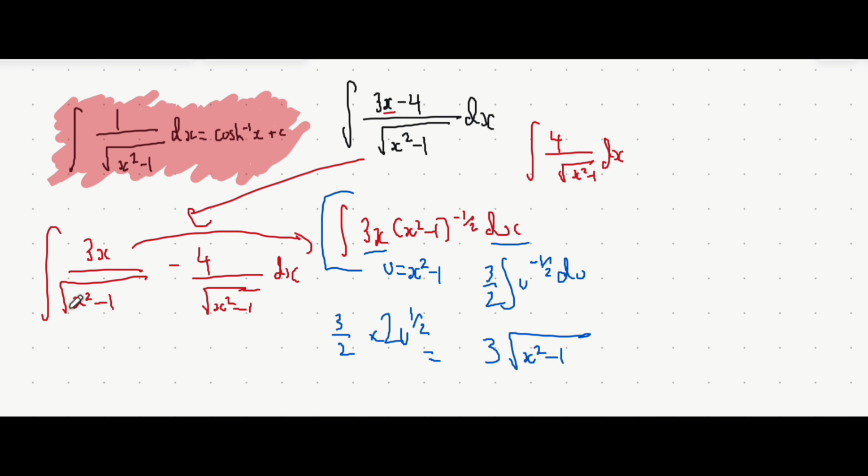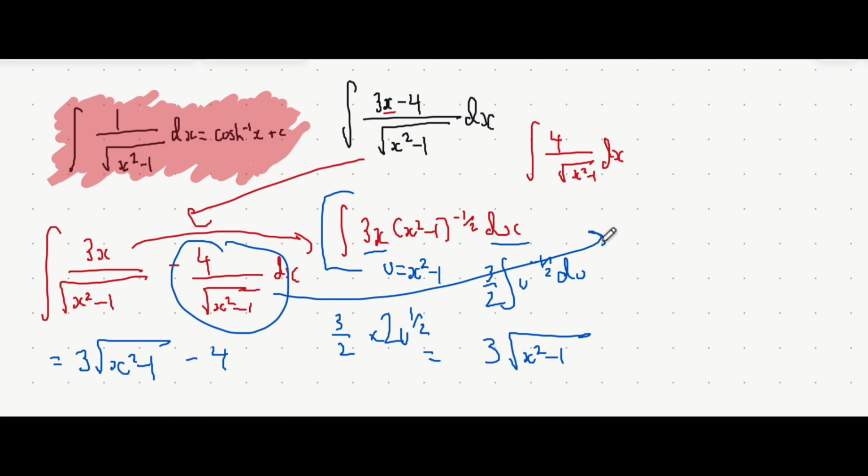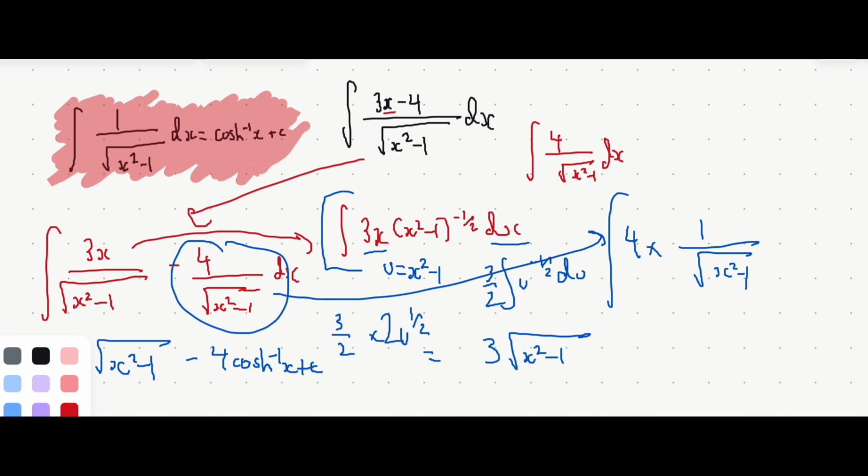Now that we have that, we can input that into this whole function here. So we have 3 times the square root of x squared minus 1 minus 4 times the inverse cosh of x. We're able to write it like this because I might as well show you guys, this can be written out as 4 multiplied by 1 over root of x squared minus 1. And so when we integrate all of this, we're essentially getting 4 times the integral of all of this, which is the inverse cosh of x. So I'm right, minus 4 inverse cosh of x plus c. And that's it. That's the final answer to this whole question.